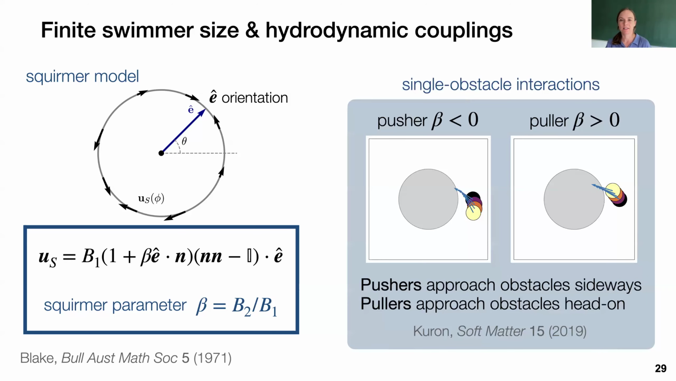Typically what one distinguishes are pushers. Pushers are microswimmers that push the fluid to the front and to the back and pull it in from the side. A typical example is E. coli. And the way they interact with single obstacles is they tend to always want to be parallel to these obstacles. While pullers, like Chlamydomonas, for example, pull in the fluid from the front and the back and push it out to the side. And one can actually show that these particles approach the obstacles head on.